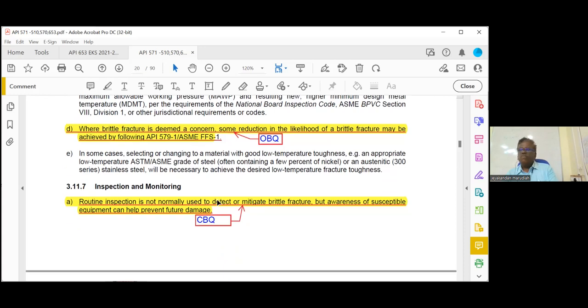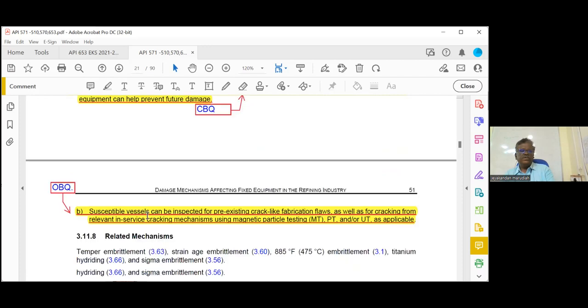Then inspection. Routine inspection is not normally used to detect or mitigate brittle fracture, but awareness of such equipment can help prevent future damage. That is important. So generally, routine inspection will not find brittle fracture. Then B, successful vessels can be inspected for pre-existing crack-like fabrication flaws, as well as for cracking from in-service. That is an open book question.